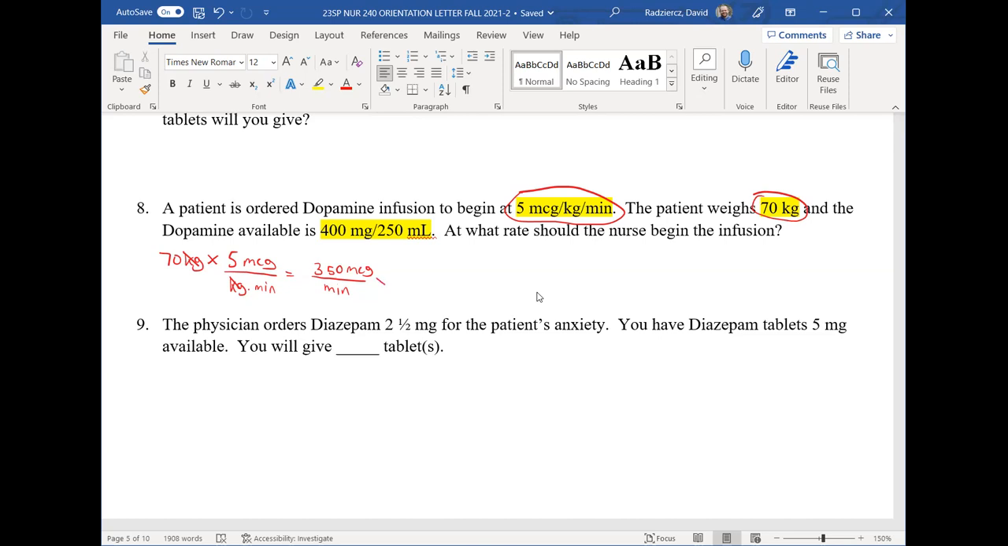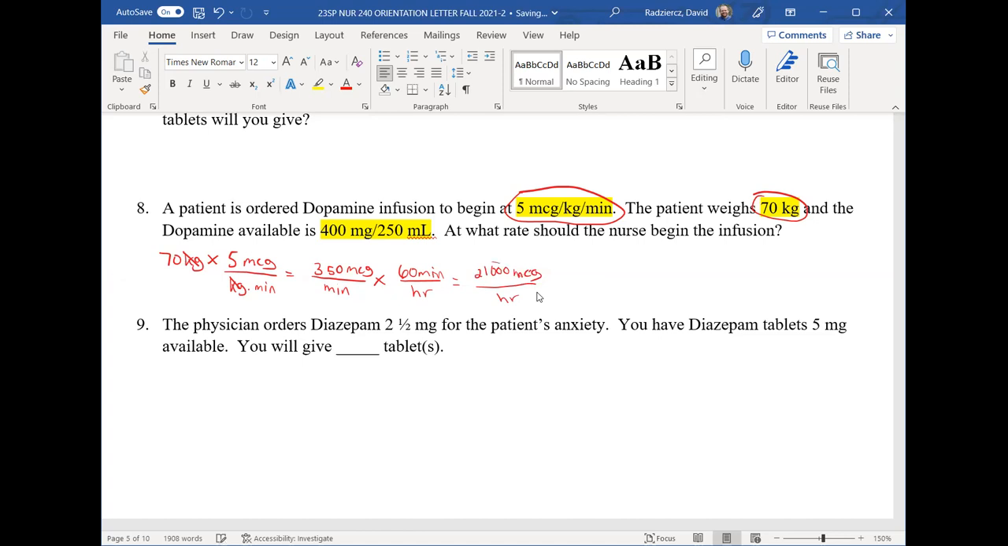So step one is I'm just going to go ahead and convert this to hours. I should say step two. So I'm going to take my 350 times 60, and I'm going to get 21,000 micrograms per hour. Okay. So 21,000 micrograms per hour.